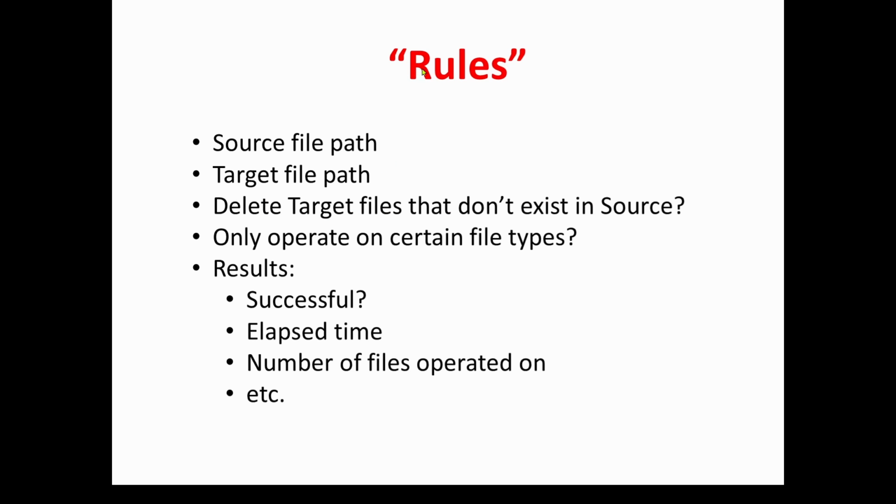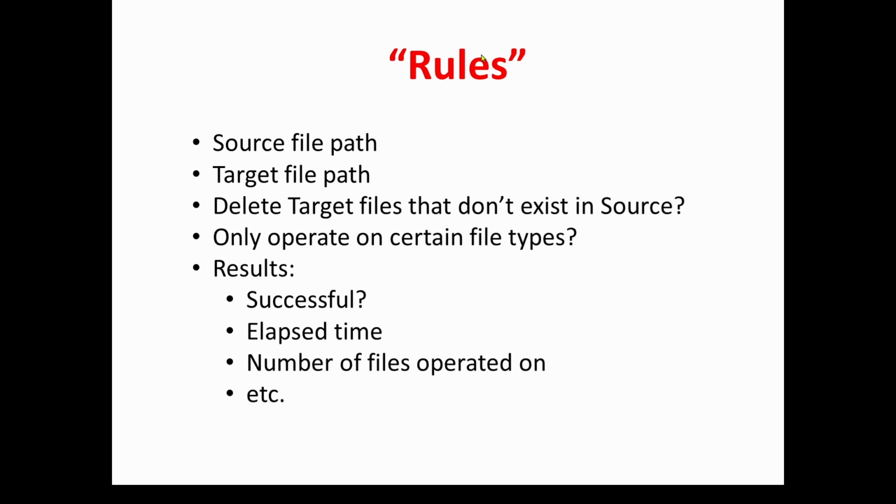Now, the other thing we might want to consider is what are called rules. You may have just one directory that you want to update to the backup location, but you may have many. You may say, okay, I want to back up this folder, and also this folder, and you may have 10 folders you want to back up to different paths in the target. So we can define rules, where we can say, what is the source file path for this rule? What is the target file path?